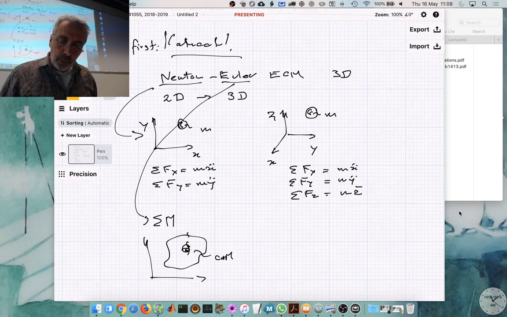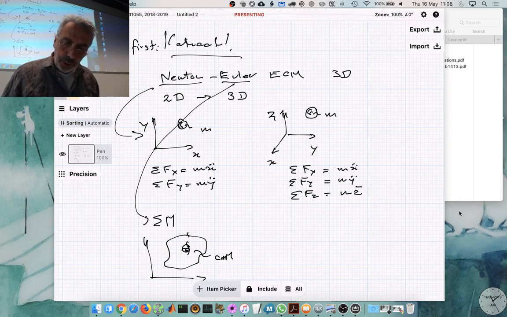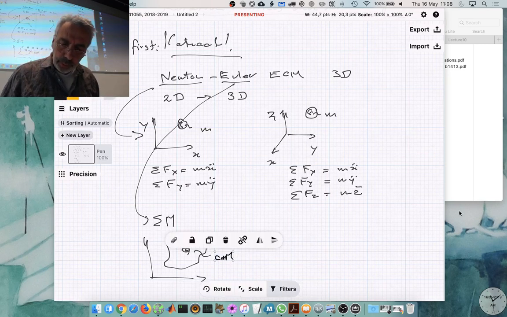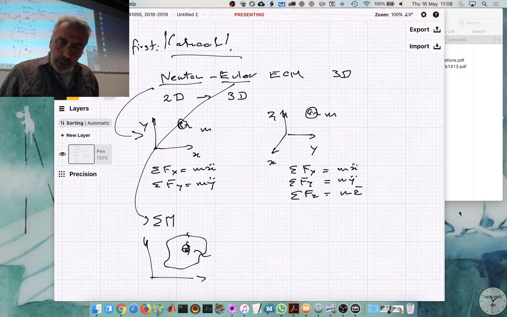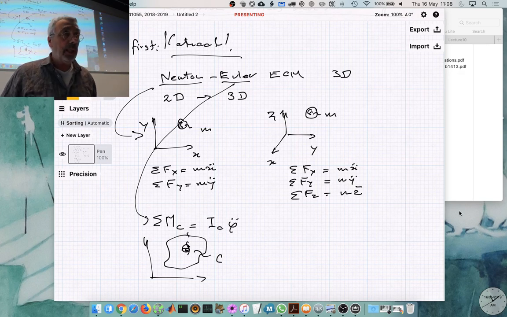And then we have what we call the center of mass here, COM. So the COM is at C. For the sum of the torques at C, we have the mass moment of inertia at C times the angular acceleration. So two things happened here for Euler.